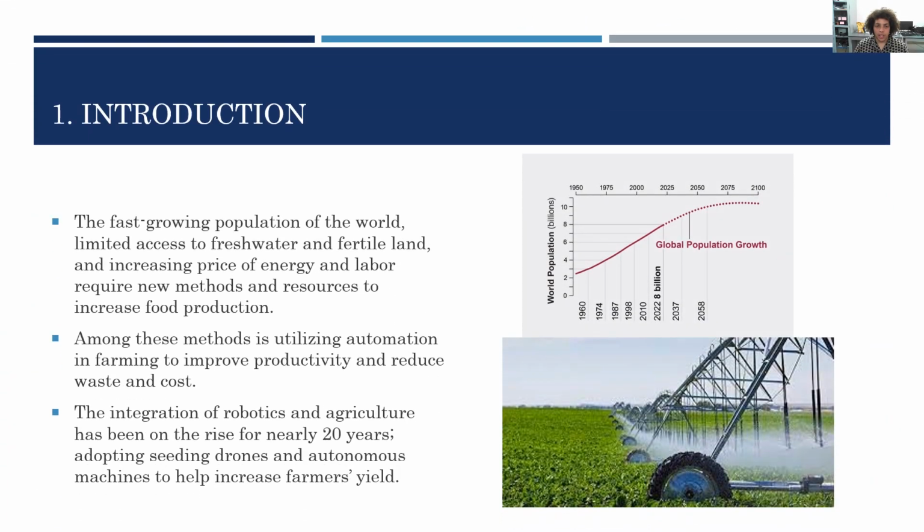The global population is expected to reach 9.7 billion people by the year 2050. With this fast-growing population, limited access to fresh water, fertile land, and increasing price of energy and labor, new methods and resources are required to increase food production. Among these methods is utilizing automation in farming, which has been on the rise for about 20 years. By adopting methods such as seeding drones and autonomous machines, farmers have been able to improve productivity and reduce waste and cost.